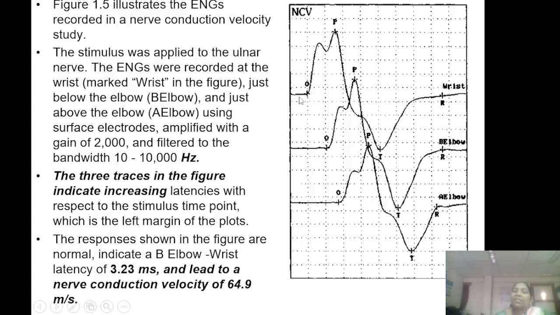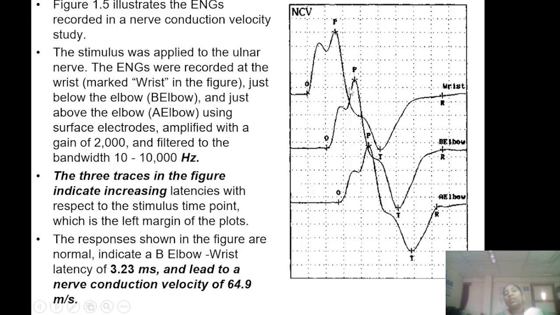So initially the stimulus is not given. Once the stimulus is given, what will happen? The potential starts rising. That means the nerve is starting conducting. When the current is given, the potential flows here. So when it is recorded, you can see an increase and a decrease in potential here, which is observed in the wrist region.